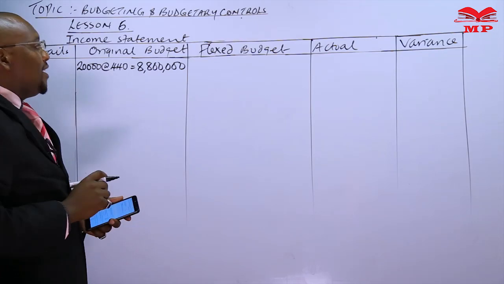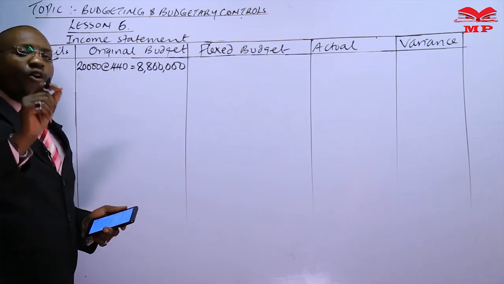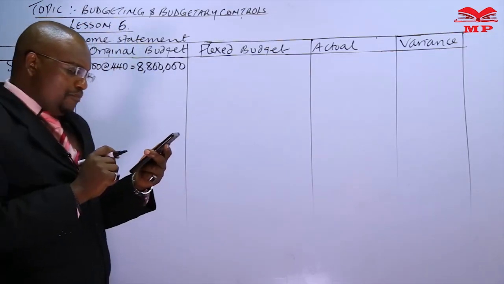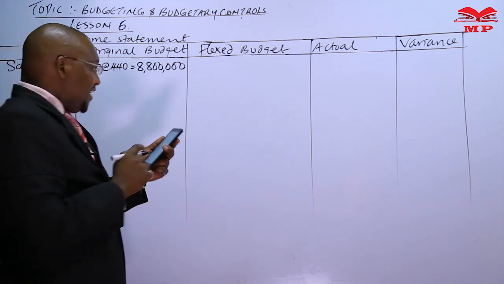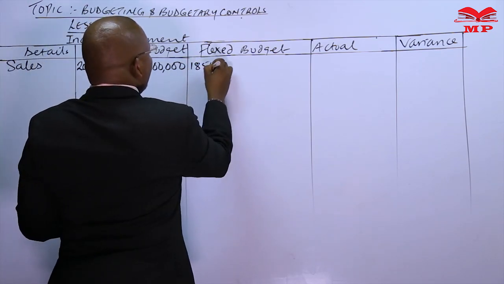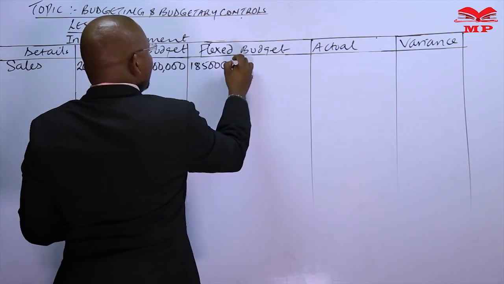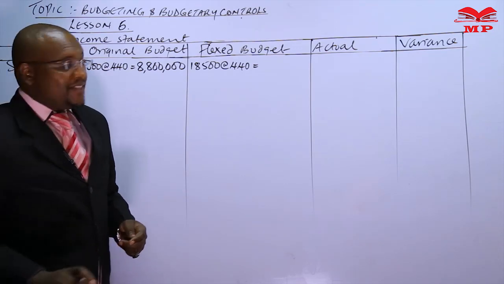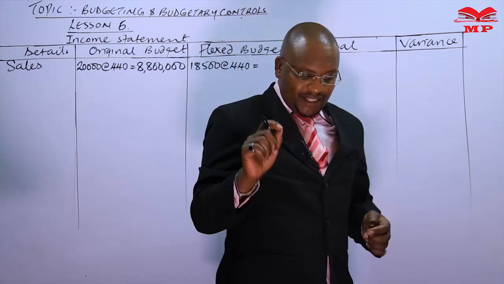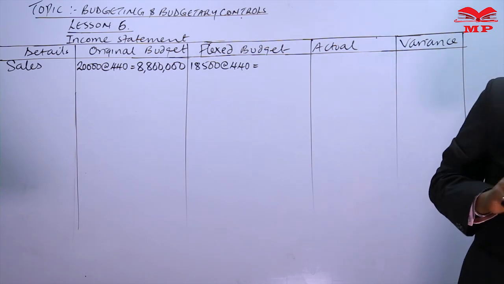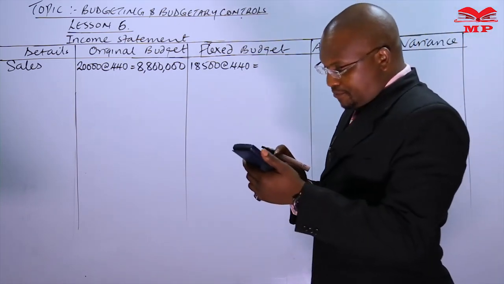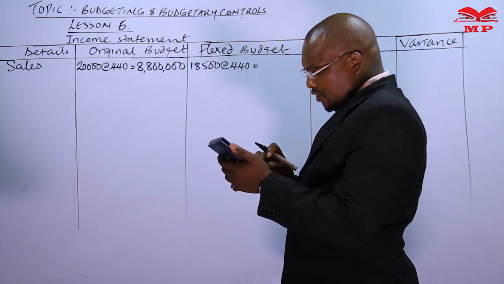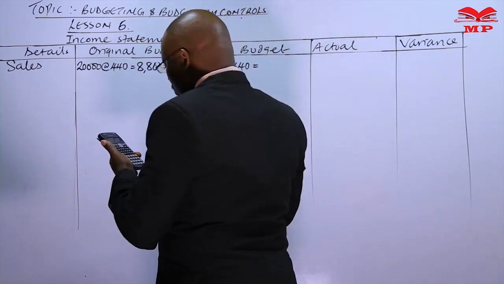Flexed budget. The flexed budget capacity or volume is the same as the actual, and therefore the actual level of production and sale, information number 5, is 18,500, but it must be at the same budget price of 440. So we multiply 18,500 as the actual level of production by the 440 as the budget price. Our income will be 18,500 times 440. That is 8,140,000.